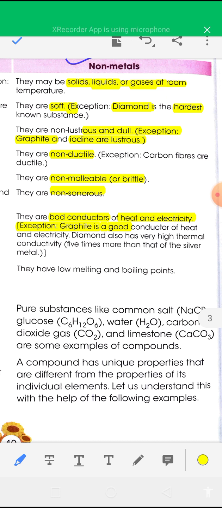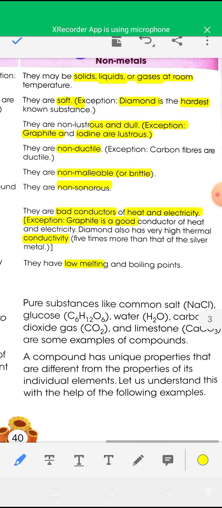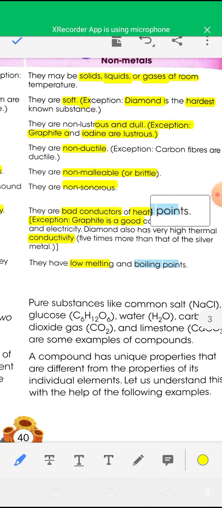There are some exceptions. Graphite is a good conductor of heat and electricity. Diamond has very high thermal conductivity. Although diamond and graphite are non-metals, graphite is a very good conductor of heat and electricity. So exceptions you have to remember, and non-metals have low melting and boiling points. So these are some characteristics or properties of non-metals and metals.